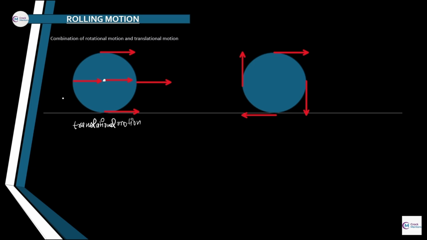As we can see, what is rolling motion? Rolling motion is nothing but a combination of rotational motion as well as translational motion, as I am writing right here. What is translational motion? If we have any rigid body, and that body is moving with some velocity vc, let's suppose. What is this vc? vc is the velocity of the center of mass.